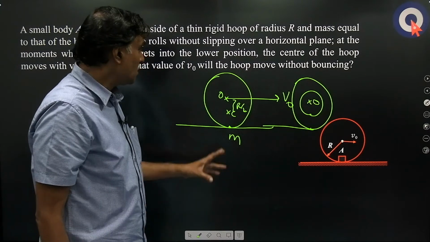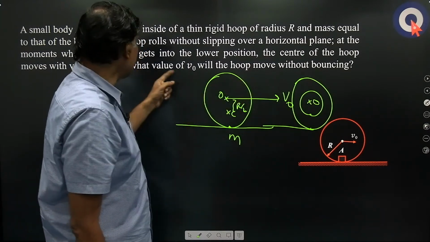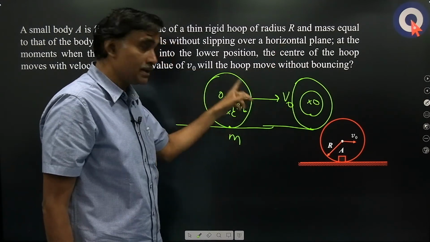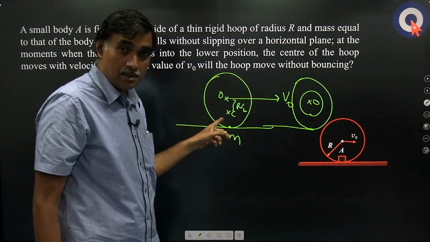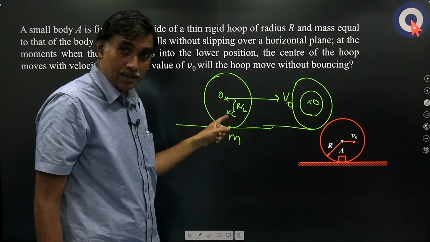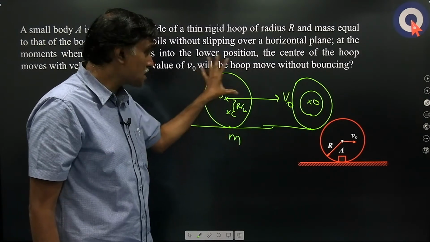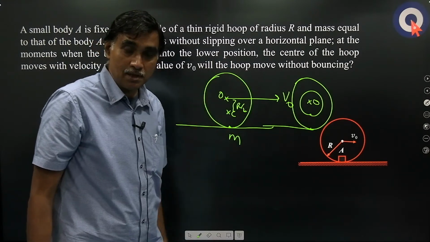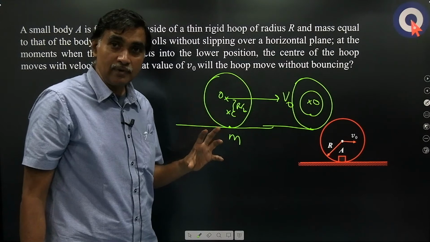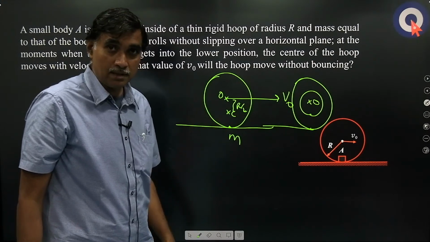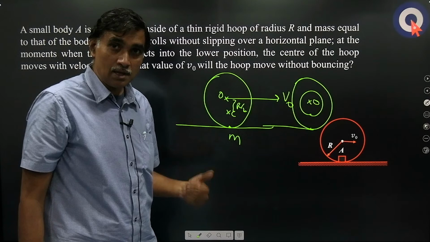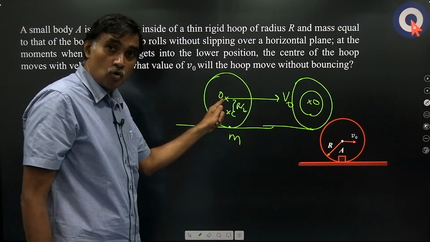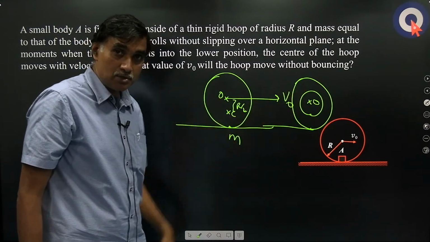Now, the center of the hoop moves with velocity V naught. At what value of V naught will the hoop move without bouncing? As it is moving like this, the center of mass is moving in a circle, so the net force on the system is not 0, because the center of mass will have an acceleration, moving in a circle with its speed changing. Therefore, there is tangential acceleration and also radial acceleration. But center O is moving with some velocity which is changing.